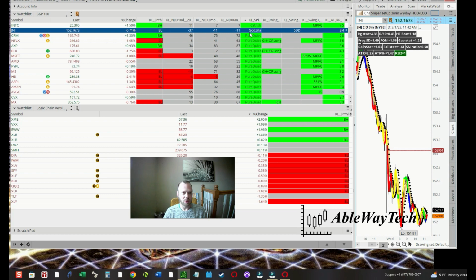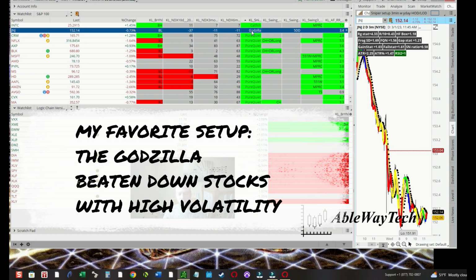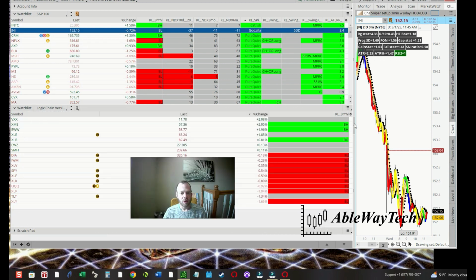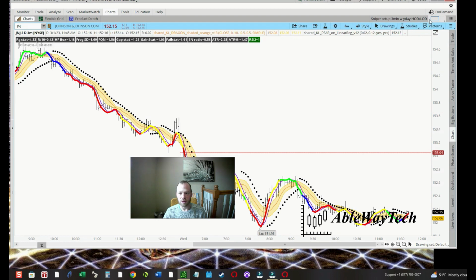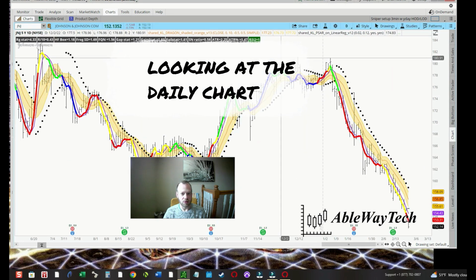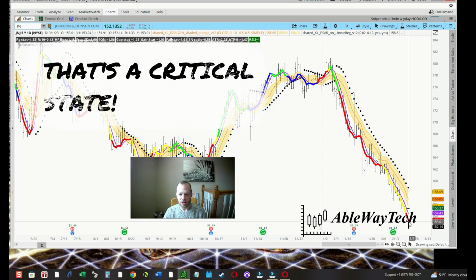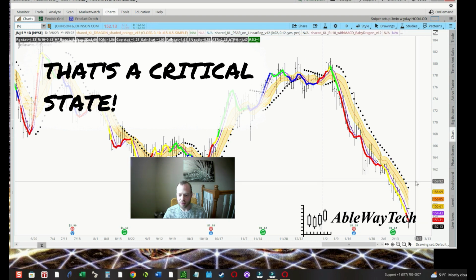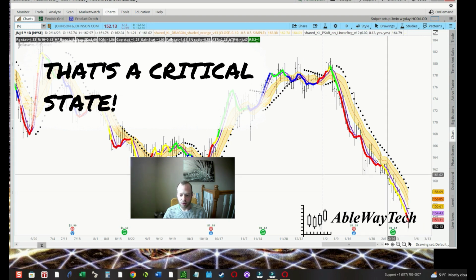The Godzilla is a setup that, not to get a lot into it, is basically something that's been sold off a bunch, it's beaten down, and it's enraged. It's starting to show volatility. So, for instance, this one was a Godzilla. Yeah, that's what we love to see, just this huge beaten down move. It's either enraged and going to try to make a move up, or the pain is going to continue and it's going to keep going down.